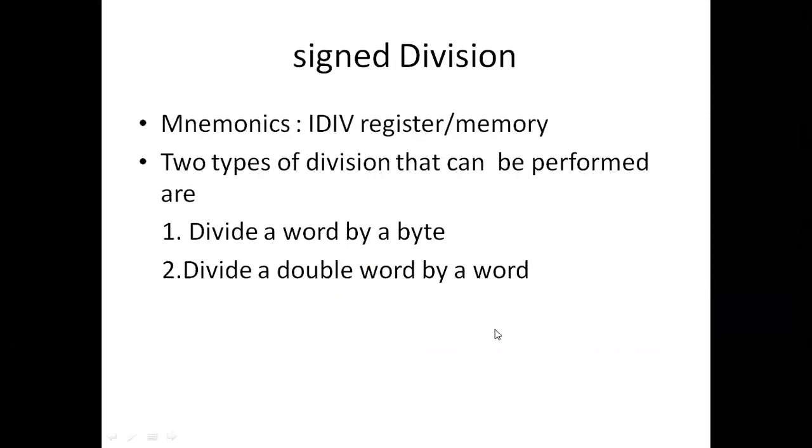The two types of division that can be performed in 8086 are: one is to divide a word by a byte, which is nothing but a 16 by 8 bit signed division, and divide a double word by a word, which is a 32 by 16 bit signed division.